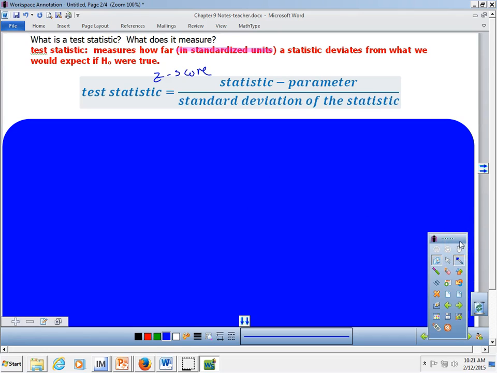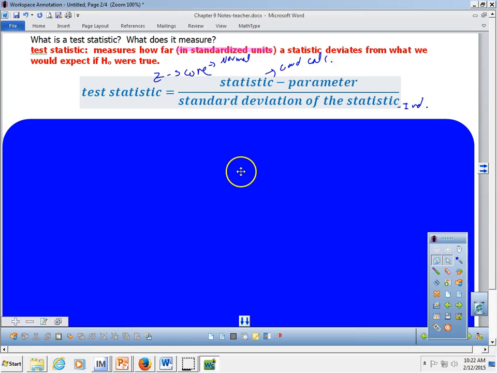The conditions that we checked before are all tied to this as well. Your independence check is what allows the standard deviation calculation to be accurate. The fact that we're finding a z-score has more meaning if we're using the normal approximation to a sampling distribution, right? And then our random sampling is what makes the statistic a good calculation, right? So that's what a test statistic is.